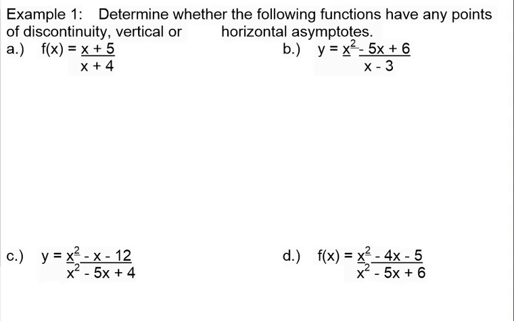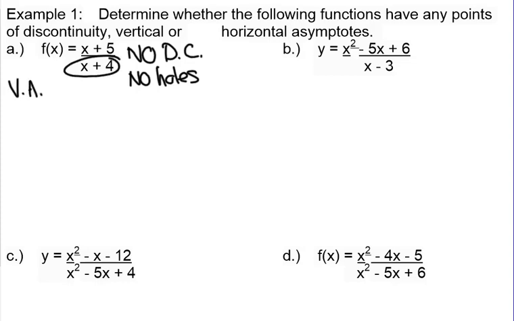So example 1: determine whether the following functions have any points of discontinuity, vertical asymptotes, or horizontal asymptotes. First thing, if we're checking for discontinuity, there's no common factors in our factored expression, so there's no points of discontinuity. Points of discontinuity can also be called holes, so there's no holes in our function. Our vertical asymptote happens where our denominator goes to 0, so this would be at x is equal to -4.